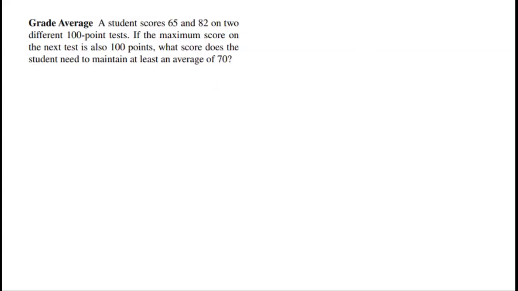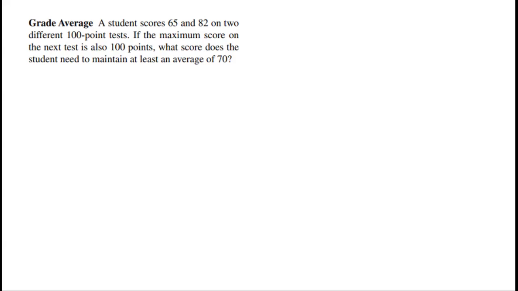Okay, it says here a student scores 65 and 82 on two different 100-point tests. If the maximum score on the next test is also 100 points, what score does the student need to maintain at least an average of 70? All right, so again, let's read this one more time. It says a student scores 65 and 82 on two different 100-point tests. If the maximum score on the next is also 100, what score does a student need to maintain at least an average of 70?